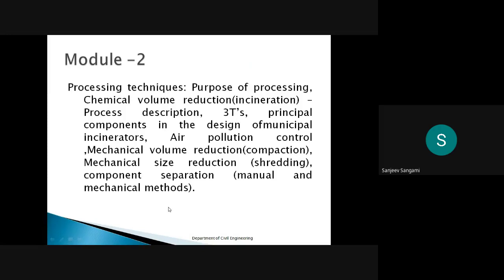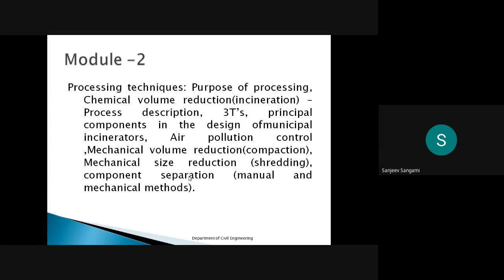Module 2 covers different processing techniques to reduce volume, some of the 3D concepts, and the principal components in the design of municipal solid waste incinerators. That also we will discuss in the second module.